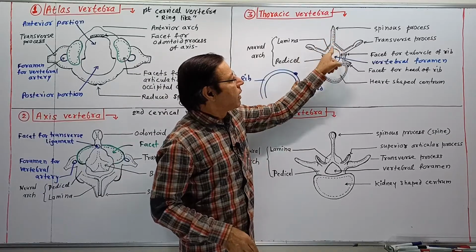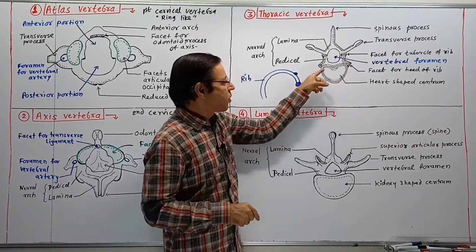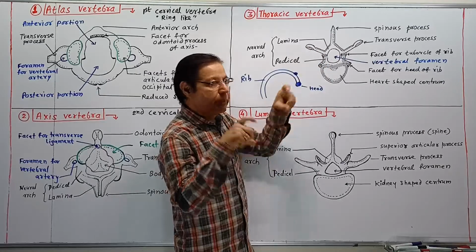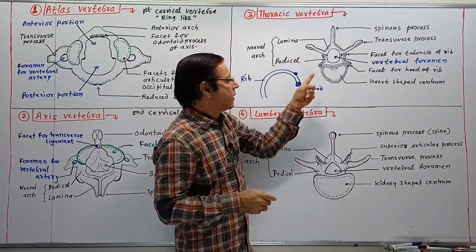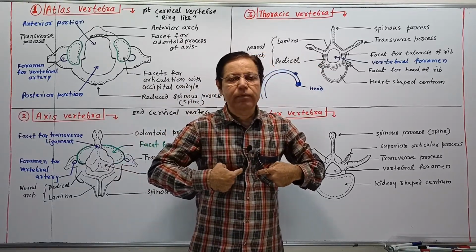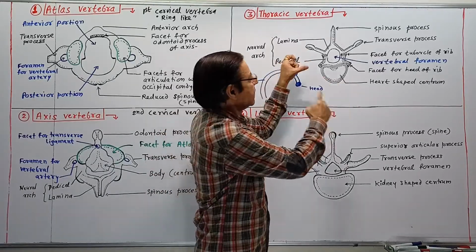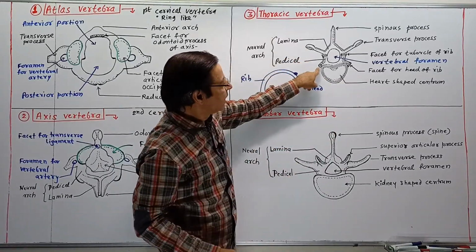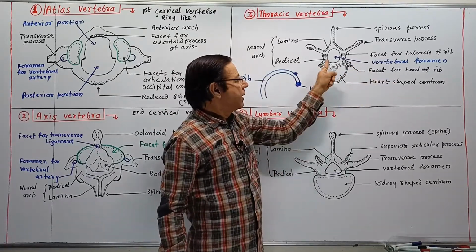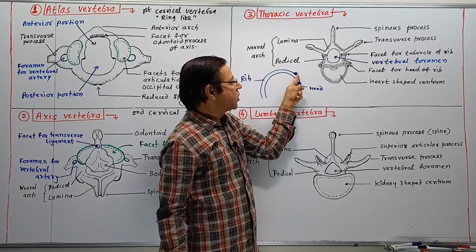Thoracic vertebrae are characterized by the facets for ribs, because from every thoracic vertebra a pair of ribs is attached here and reaches to the sternum, the chest bone or breastbone. In this way, the head of the rib articulates here. This is the facet for the head of the rib, and this is the facet for the tubercle of the rib. This is the head and this one is the tubercle.